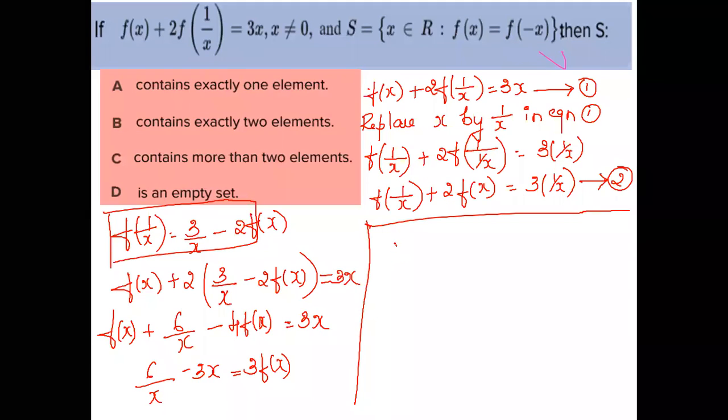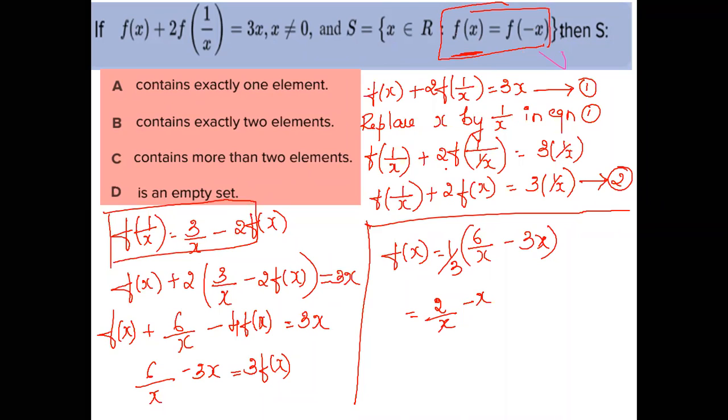And then what I want is the value of f of x. So 6 by x minus 3x is 3 into f of x. So if I have to take 3 to the other side, I have to divide by 3. Correct? So I have to multiply by 1 by 3. If I multiply by 1 by 3, what I'll get? 1 by 3 into 6 by x is 2 by x minus x. Okay, so now I have f of x, and I know what f of x is. So set S contains only those x which satisfy f of x is equal to f of minus x.